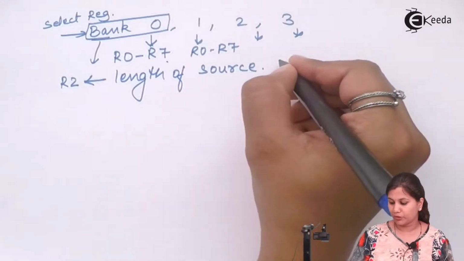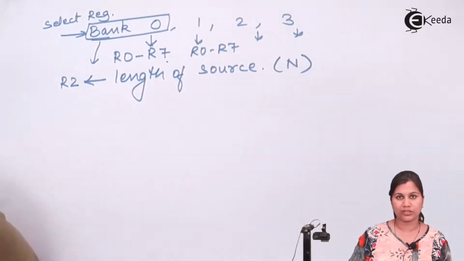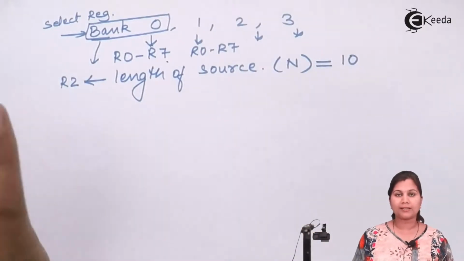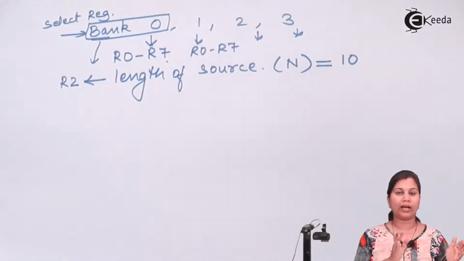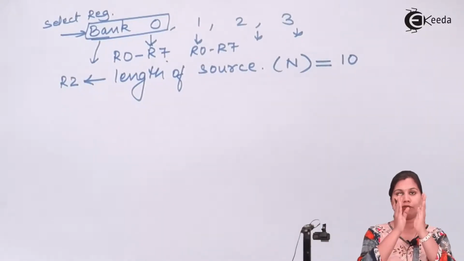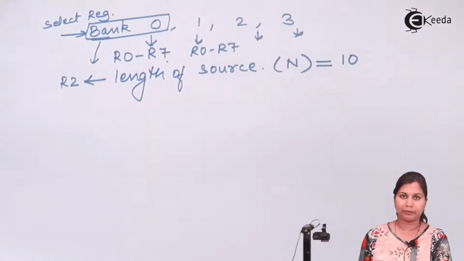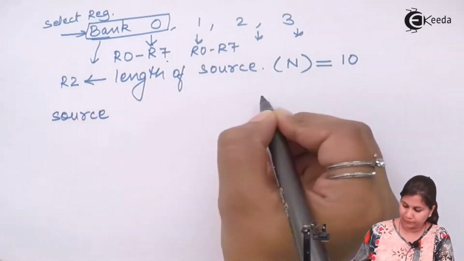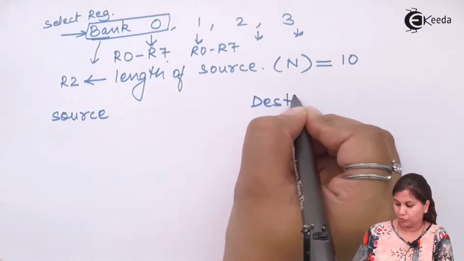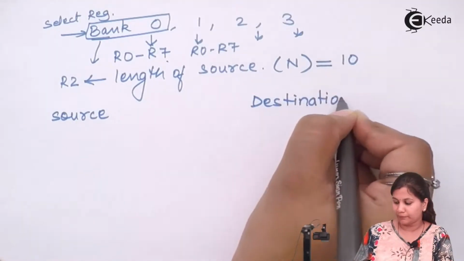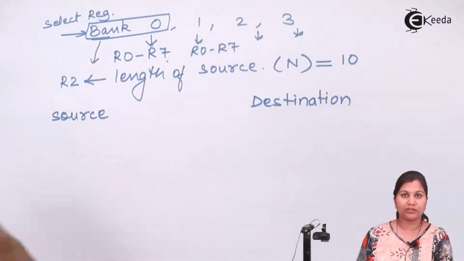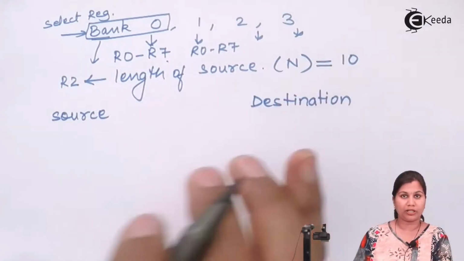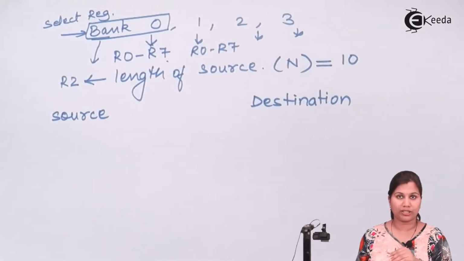So let us suppose that the length of that source is n, and n is equal to 10. We are supposing that there are 10 numbers and we have to transfer those 10 numbers from one memory location to another memory location. What else do we need in this program? The source memory location, where those 10 numbers are stored, and also the destination memory location, where we have to transfer those 10 numbers.